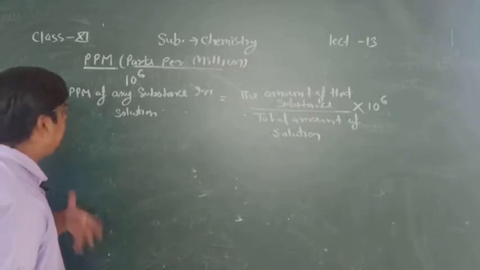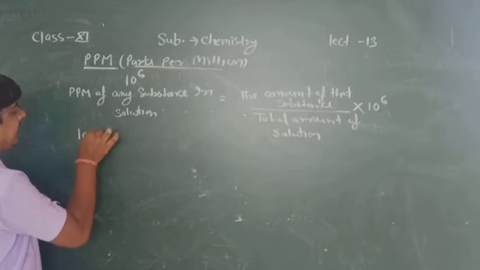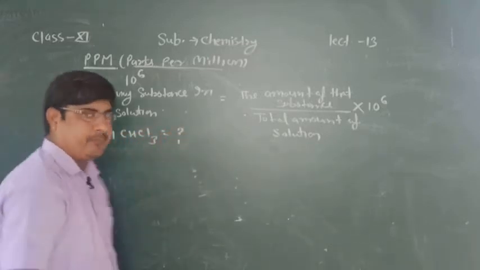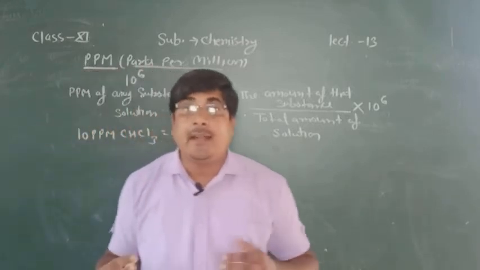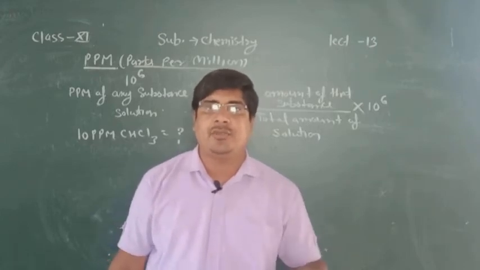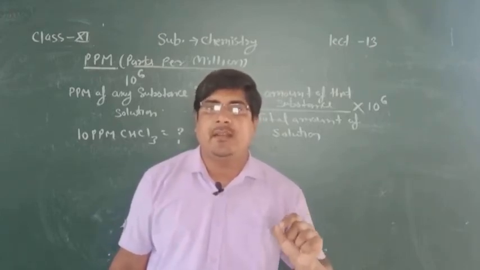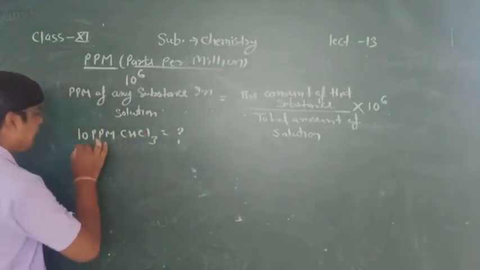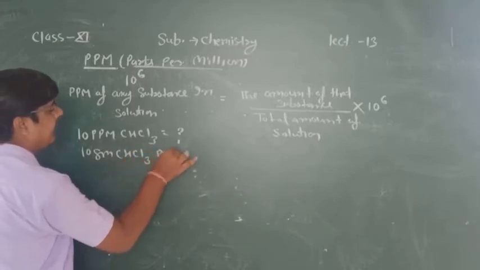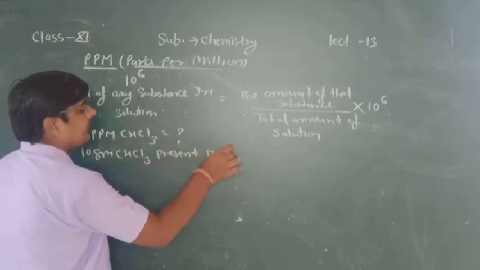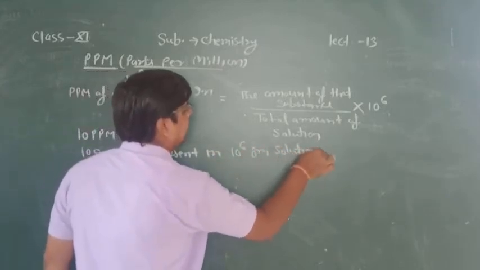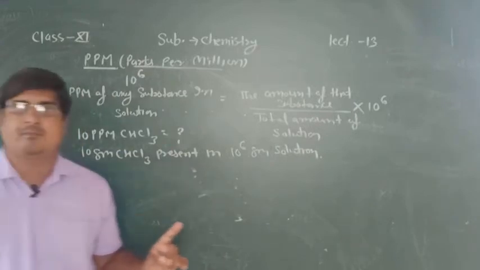In any question, suppose the question is 10 ppm chloroform. What do you mean by 10 ppm chloroform? You have to consider that if the solution is 10 to the power 6 gram, then in that solution the chloroform will be 10 gram. So I can write it: 10 gram chloroform present in 10 to the power 6 gram solution. This is the meaning of ppm.